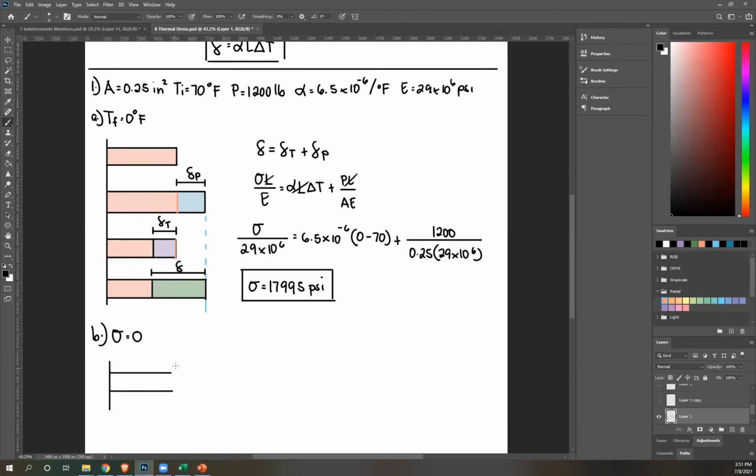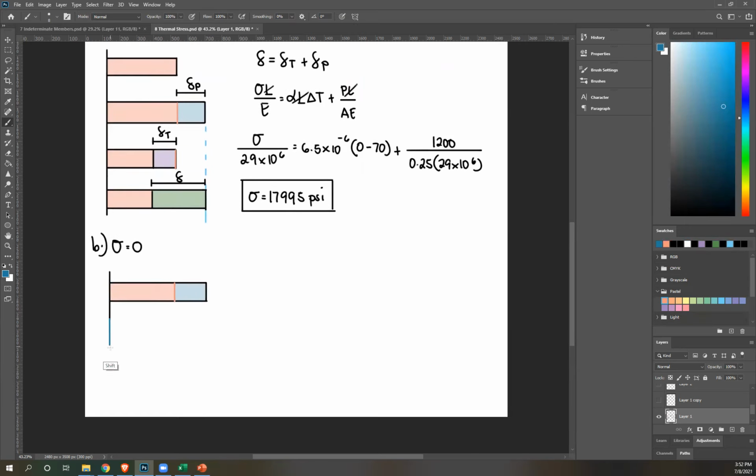so once again, this is a deformation due to the original applied force, right? For it to not experience stress, the deformation due to temperature should be equal to that.